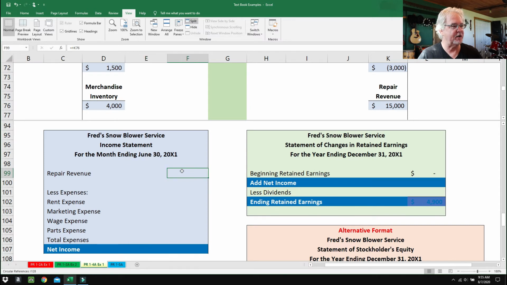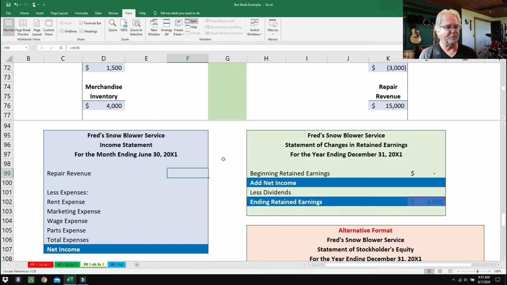Now, folks, you have to start out with the income statement. You cannot start out with the other statements. Now, sometimes your textbook will say something like, complete the transactions and do a balance sheet, income statement, blah, blah, blah.